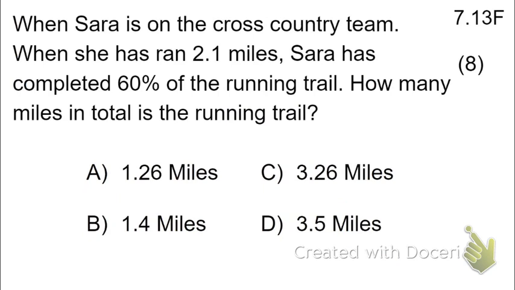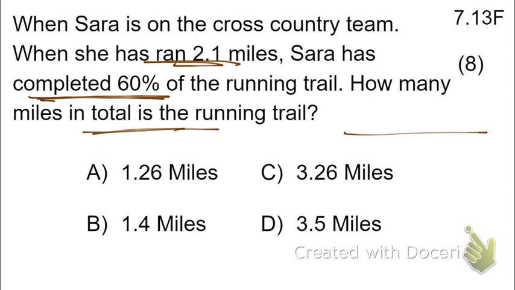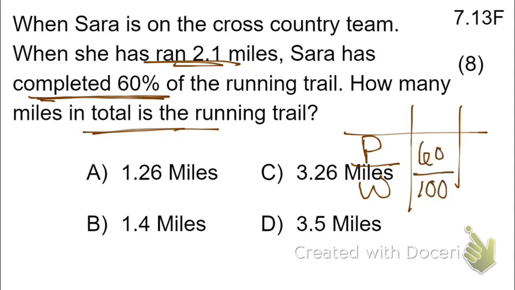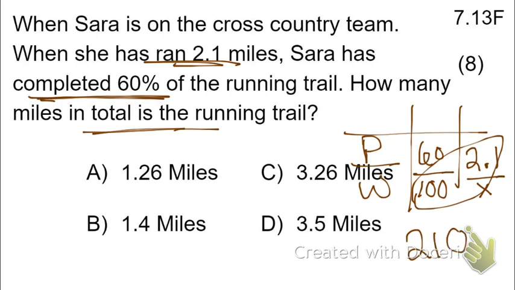When Sarah's on the cross-country team, she ran 2.1 miles. So in this question, you know that the 2.1 represents 60%, but you want to know the total. So this time, you've been given the percentage, you've been given the part, but you're solving for the whole. And every time you see a percentage, you put it over 100. And this time, the 2.1 actually represents the 60%, and we're solving for the 100%.